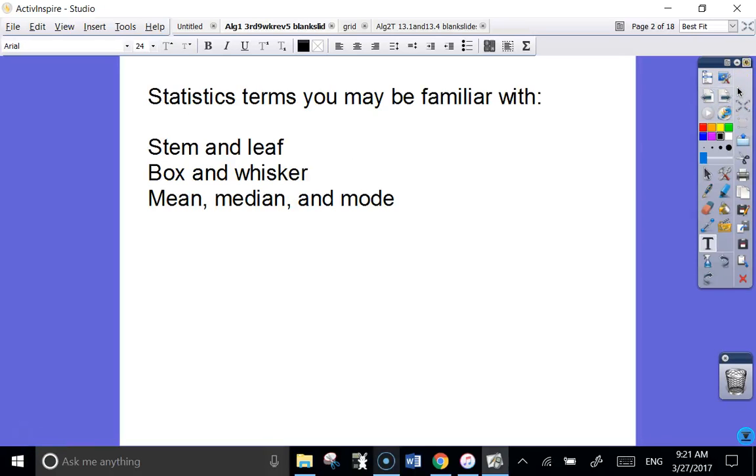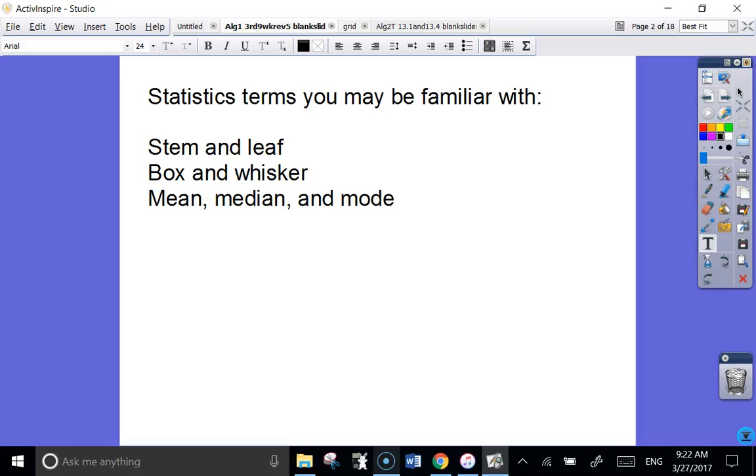So today it's the end of the package. It's about the last 5 to 10 questions, and really they would fall under a category you call statistics, some of which you've probably been exposed to before. I found last year when I was doing Algebra 1 that most had already done stem and leaf and box and whisker.